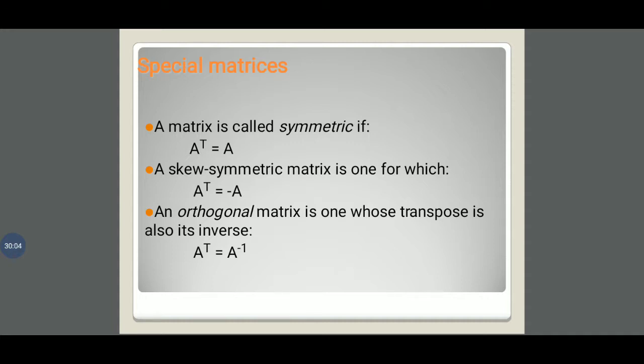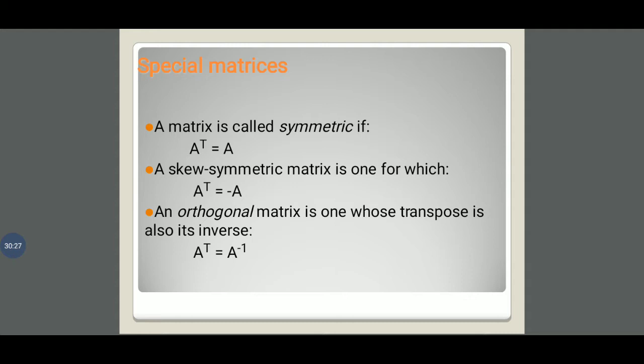A12 is equal to minus A21, A13 is equal to minus A31, minus of A23 is equal to plus of A32, and the principal diagonal elements should be 0. This is the skew symmetric matrix.